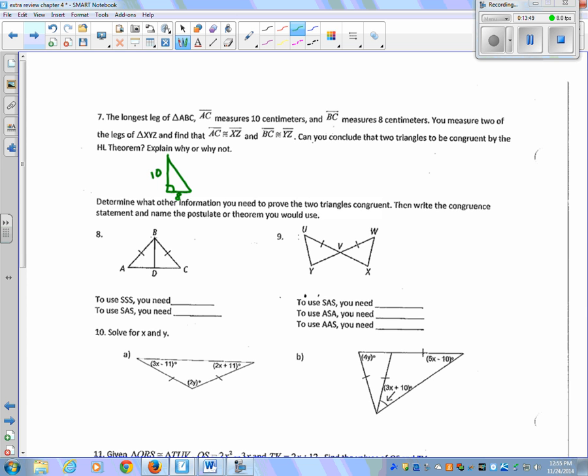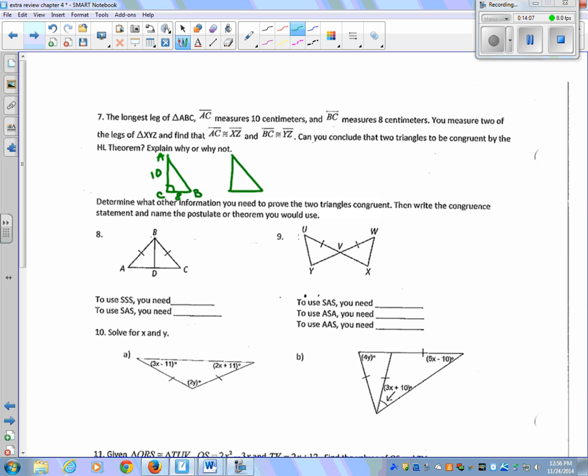So A, C, and BC. So this has to be C, and that has to be A, and this has to be B. Okay.